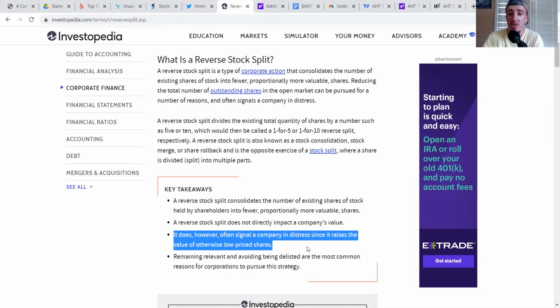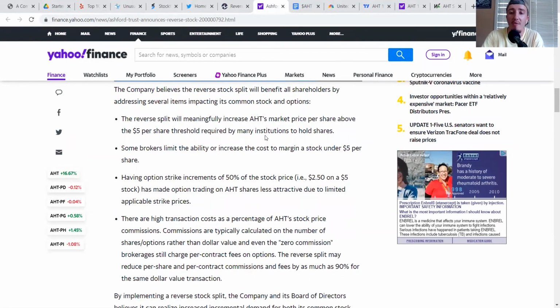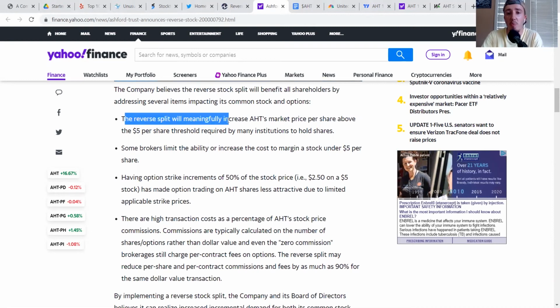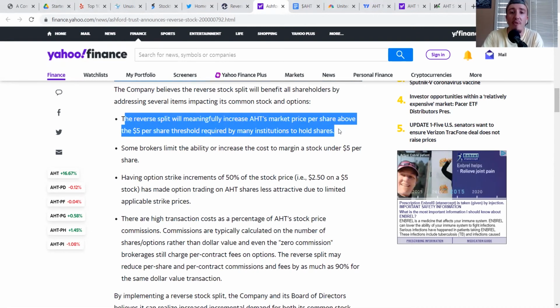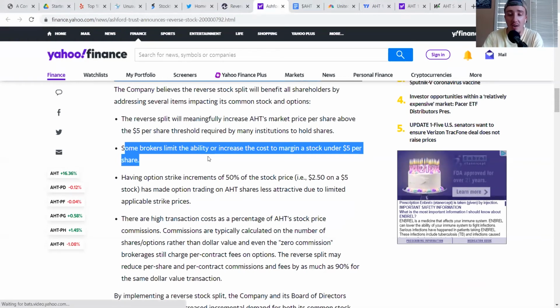That is oftentimes the confusing part if you are new to reverse stock splits. However, that is the case. You haven't lost any value in your positions through the stock split itself. And there are also positive reasons that AHT actually outlined for why this reverse split could be good for the stock and the company overall. The reverse split will meaningfully increase AHT's market share price above the $5 per share threshold required by many institutions to hold shares. And also, some brokers limit the ability or increase the cost to margin a stock under $5 per share. So essentially, those are two pretty good reasons to have a reverse stock split, where they're saying that by doing this and by artificially raising the price, there's now going to be the ability for more investors to get involved with the stock.